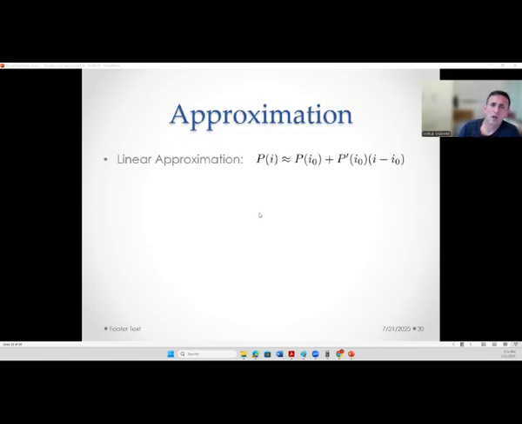Okay, so remember the linear approximation, not necessarily for just price, but for any function of any variable, really. Let's say the variable is I. If you start off with an interest rate I0, and you want to move to a new interest rate, the new price is roughly the old price plus derivative times the change in interest rates.